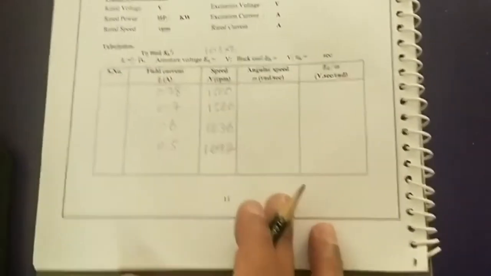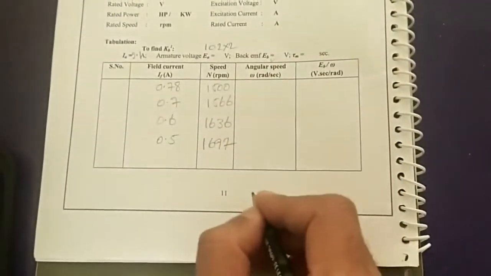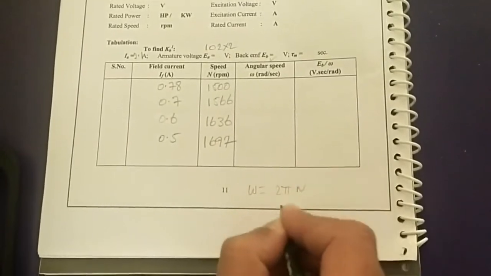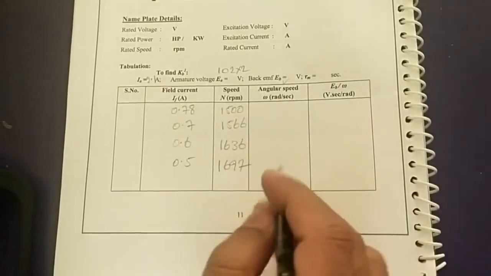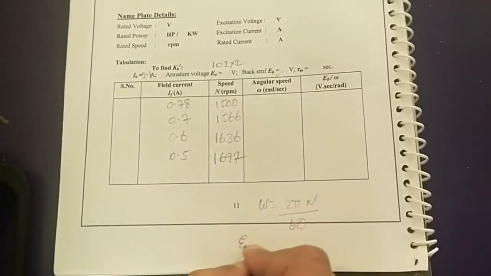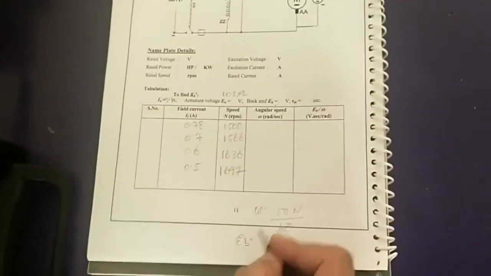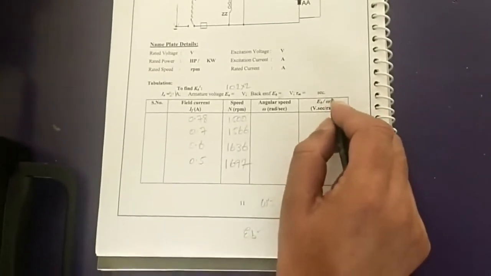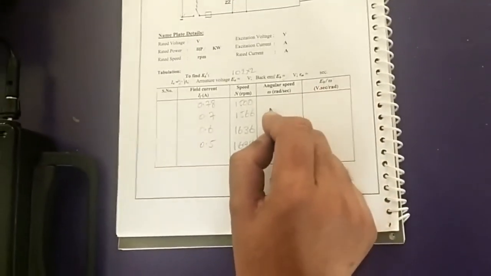You can convert the speed into the angular velocity, omega. That means omega is equal to 2 pi N by 60. Once you know the speed, we can identify omega. And once you know the field current, armature voltage and armature current, you can identify the back EMF, EB. Then you can identify the ratio EB by omega, and we will draw the graph between the angular velocity and EB by omega. It will come like this curve.